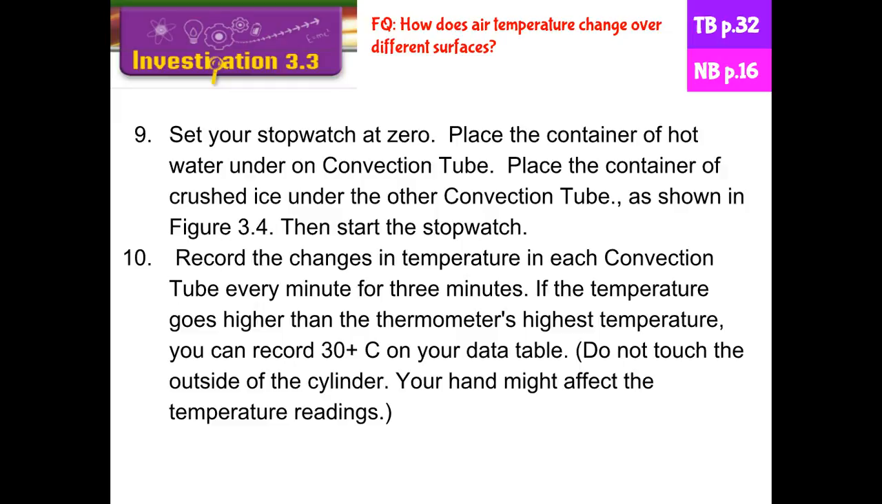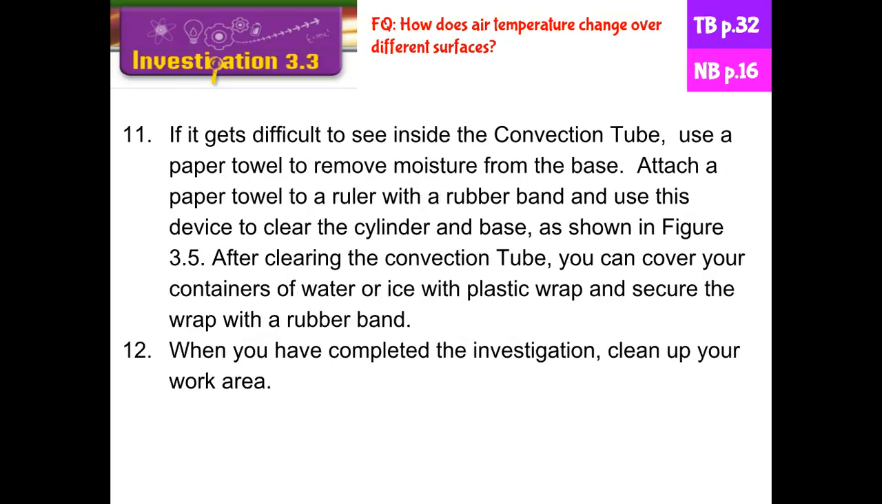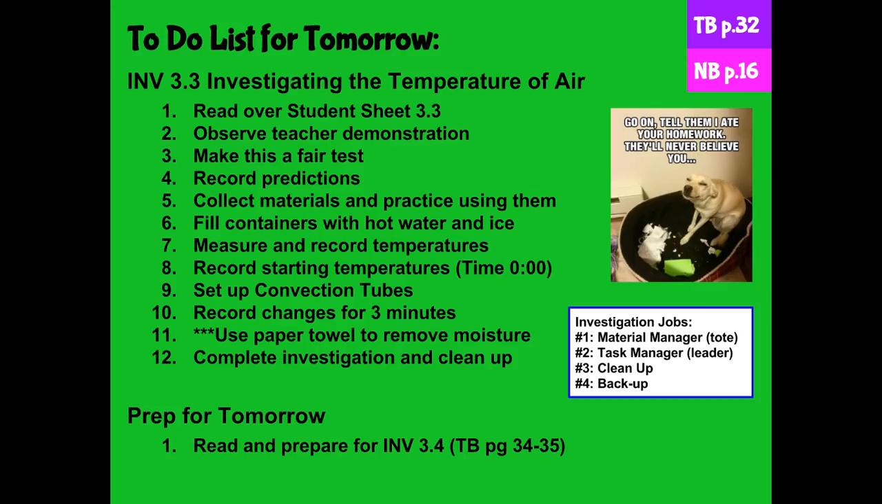Your clock will be at 0, and then you're going to place the containers under the convection tubes, and you're going to observe the temperature changes of the thermometer tape within each convection tube. If it gets difficult to see, that's what you have the ruler with the paper towel on it for, to remove any condensation that would form. And then when you've completed the investigation, you should clean up. So here's your to-do list for today.